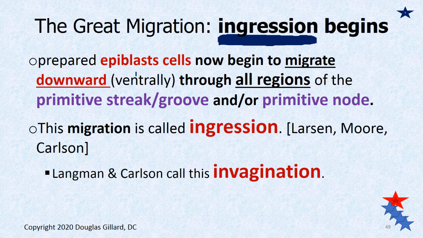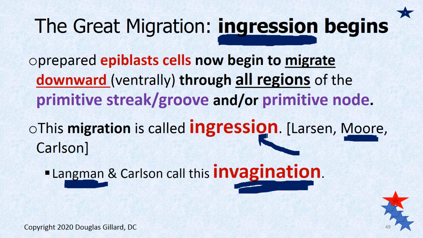All right, prepared epiblast cells can now migrate downward through all regions of the primitive streak and primitive node in a process called ingression. Langman, which is a chiropractic board book, unfortunately calls it something else. It calls it invagination. Moore, here's the other chiropractic board book, calls it ingression and doesn't call it invagination.